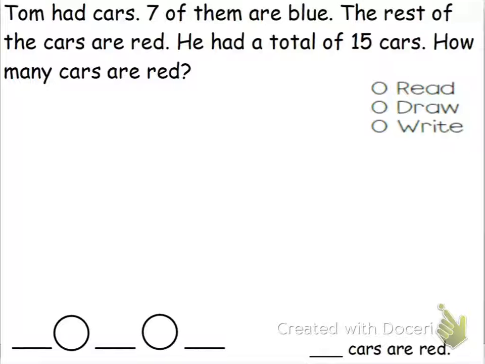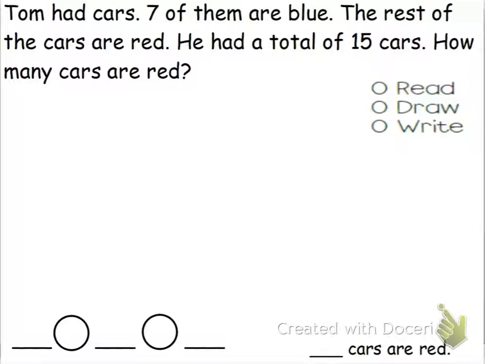This next one. This one says, Tom had cars. 7 of them are blue. The rest of the cars are red. He had a total of 15 cars. How many cars are red?